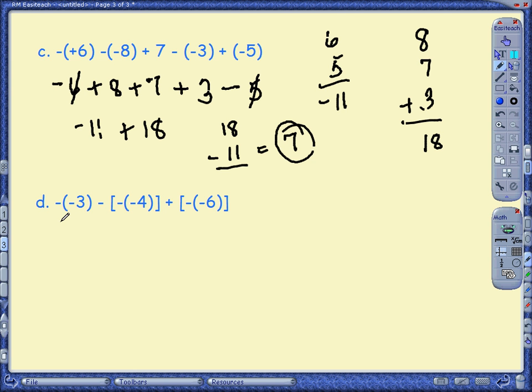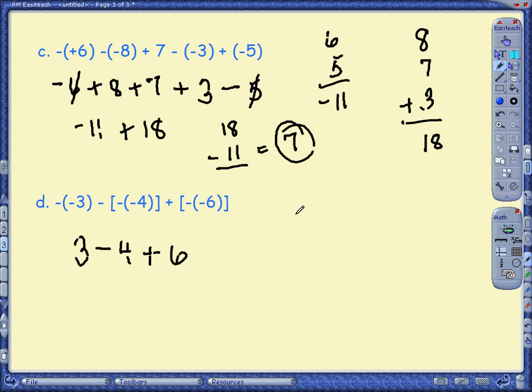Again, let's count negatives to see what we have. 1, 2, we have a positive 3. 2 is an even number. Whenever you have an even number of negatives, the number is positive. 1, 2, 3, that's an odd number. 4 is negative. 1, 2, and I have a positive 6, so I'll just leave the plus sign there.